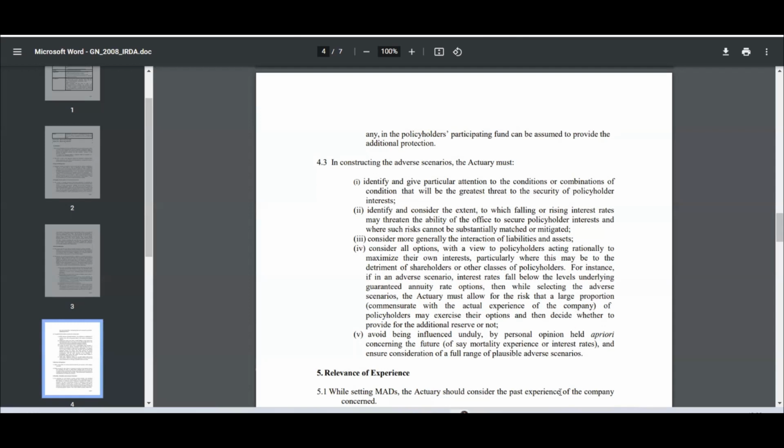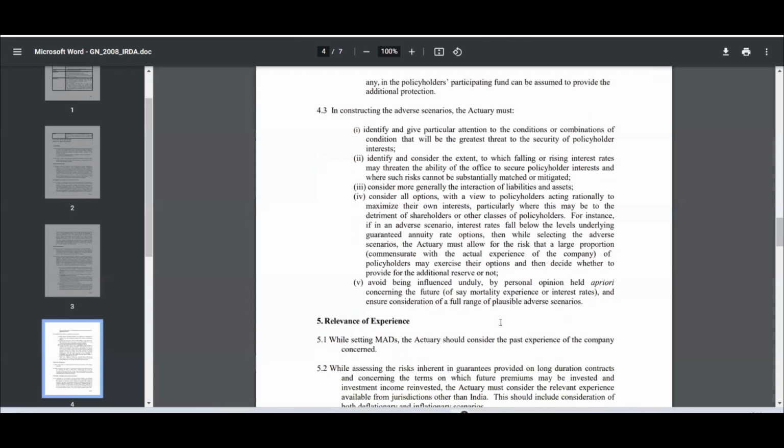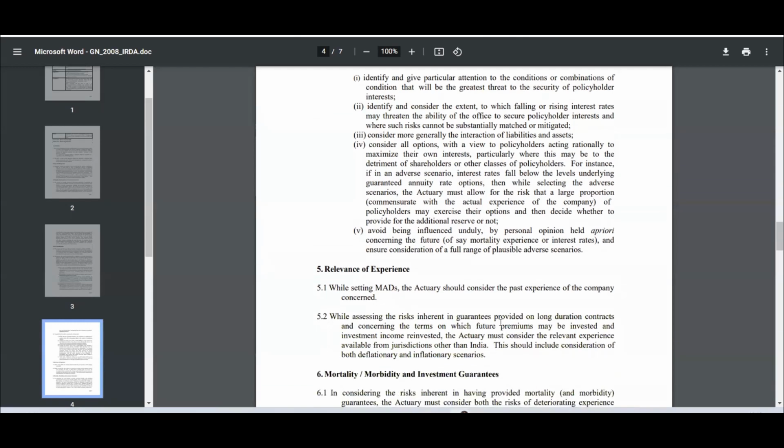Now, in determining the MADs, the actuary must consider the past experience of the company, and one of the important things is related to investment. So for long duration guarantees, the guarantees related to long duration contracts, for the investment of the expected premium or the reinvestment of the investment income, they must consider the investment environment of the situation outside India, outside the jurisdiction of India, and make necessary adjustments for mortality or mobility options and investment guarantee.